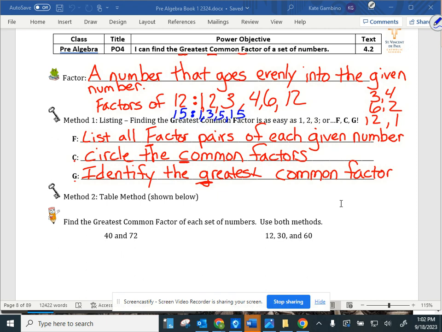3 and 5. So I listed all of my factors of 12. I listed all of my factors of 15. I have to circle common factors. And then I have to identify the greatest common factor. That would be 3. So the greatest common factor between 12 and 15 would be 3. Because I listed all of their factors. I put them in order so I can see which one is the greatest. And I circle all common factors, and it's the greatest factor that they share. Then we have a second method.